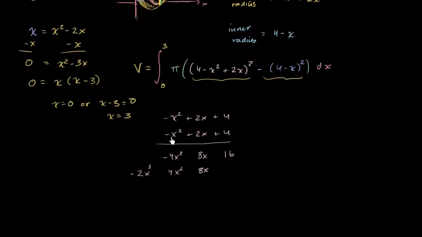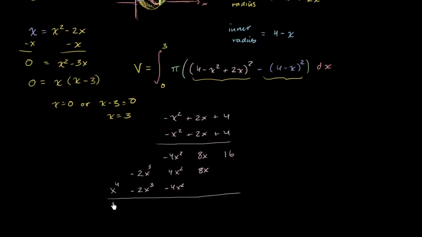And now we just have to multiply negative x squared times all of this. So negative x squared times 4 is negative 4x squared. Negative x squared times 2x is negative 2x to the third power. And then negative x squared times negative x squared is positive x to the fourth. And now we just have to add up all of these terms.